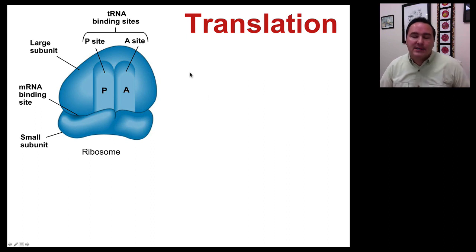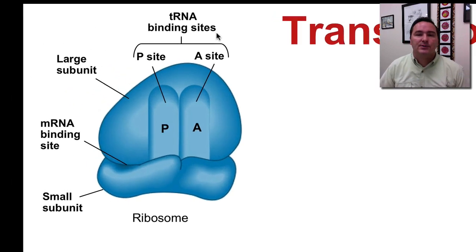The next part of the process is that once the messenger RNA leaves the nucleus, it undergoes the process of translation. The ribosomes are the sites where this occurs. I just want to remind you of the structure of a ribosome. It has a small subunit and a large subunit. In the large subunit, there's what's called the P site and the A site, and this will come into play.